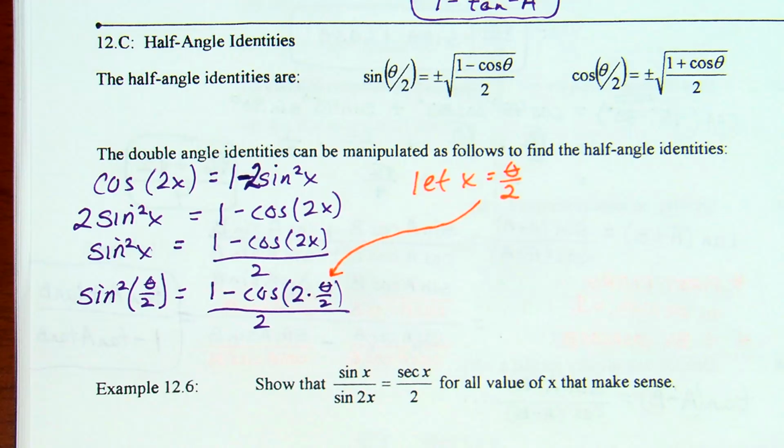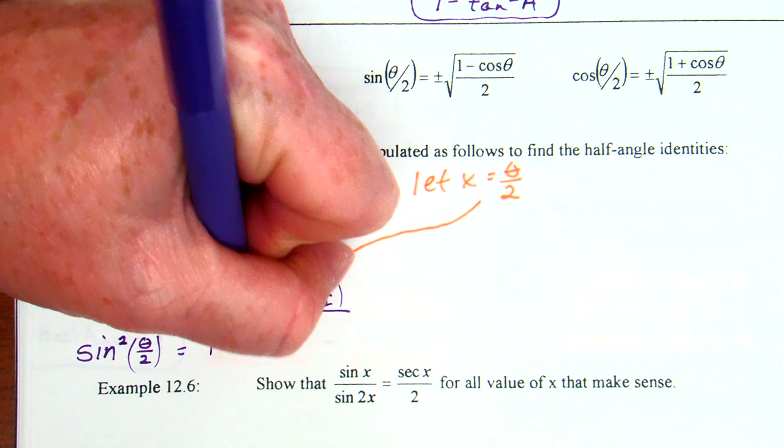How do I get sine by itself? Square root. Can I go ahead and do that at the same time? Actually, I did go ahead and write it out, sorry, and then took the square root. So sine squared of theta over 2 is 1 minus cosine of theta all over 2, and then I took the square root.